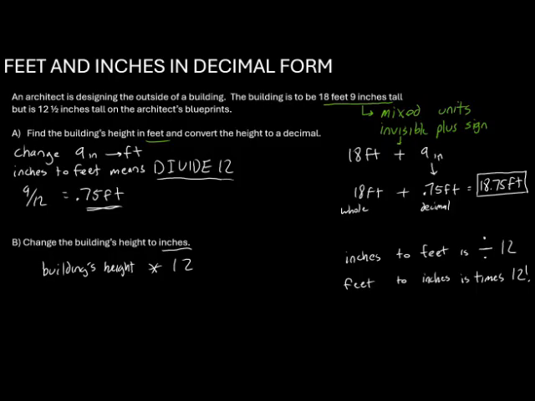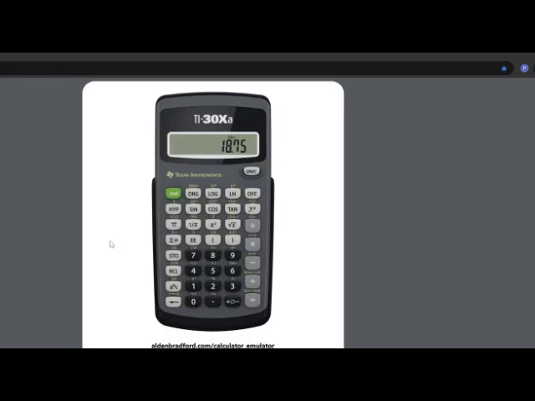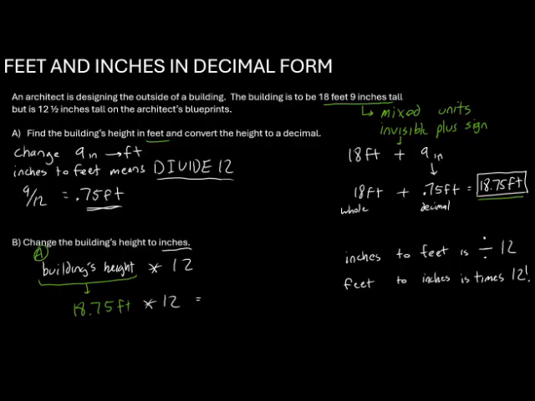However, we found the building's height as our answer to part A. So, for the building's height, we will insert 18.75. We'll specify that this is feet, and then we'll multiply by 12. We'll need the calculator for this, so let's enter it. We have the 18.75 stored in our calculator already, so now we'll just say times 12. If we multiply it by 12, we get 225 inches. So now we know the building's height in both feet and inches.